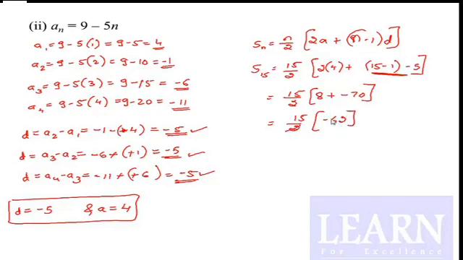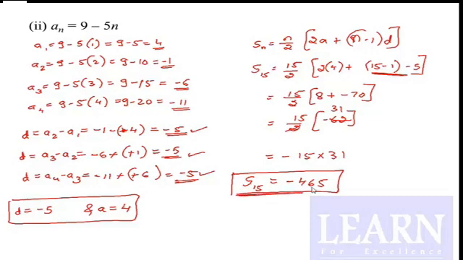Now look here, 2 ones are 2, 2 thirty-ones are 62. So what is the product here? Minus 15 into 31. It is actually 15 into minus 31. While multiplying, wherever you like you can put the negative sign. So that is 310 plus 155. We'll get minus 465. That is the sum of 15 terms. So the sum of 15 terms is minus 465.